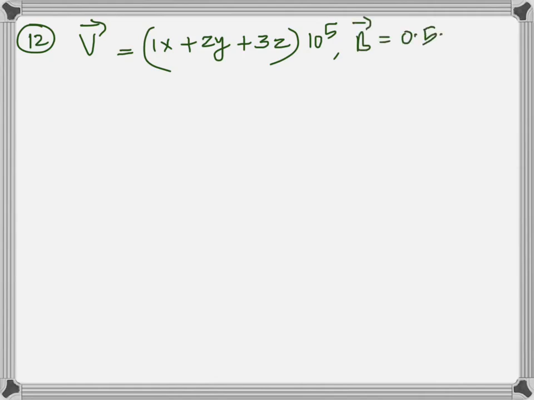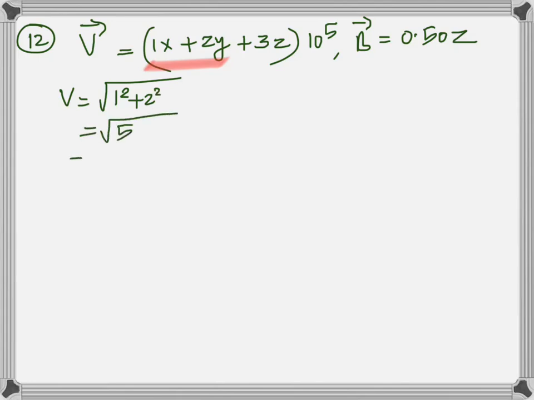In number 12, the initial velocity is given. So that's 1x plus 2y plus 3z times 10 to the 5, and the magnetic field is along the z-axis. So you only take the velocity perpendicular to the z-axis, which will be the components along x and y.